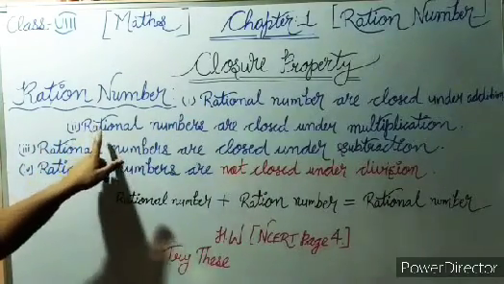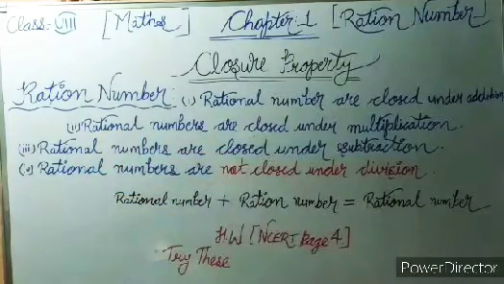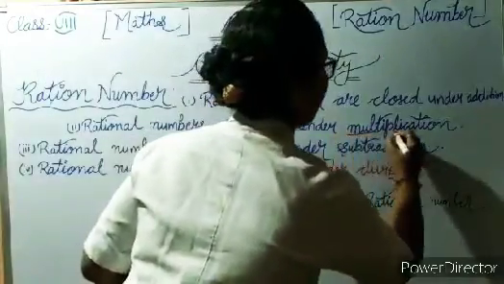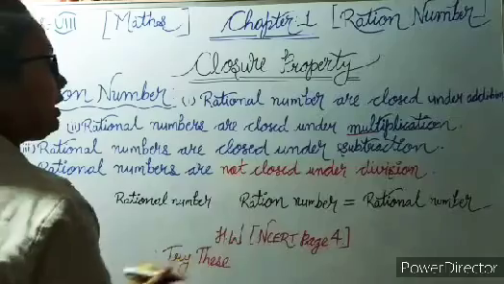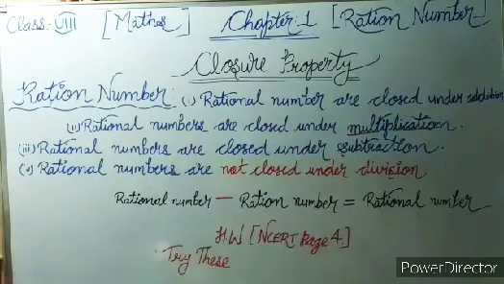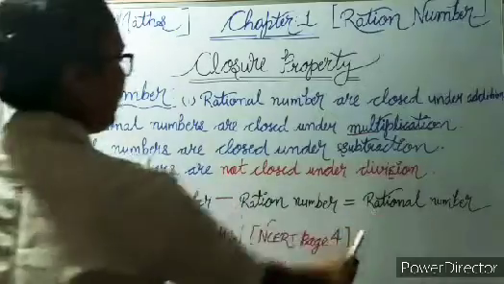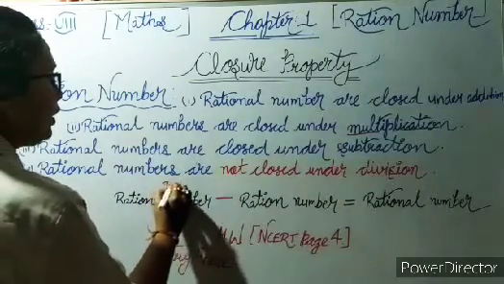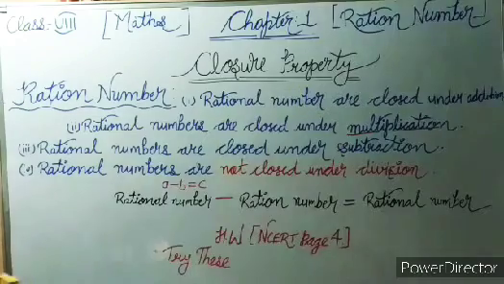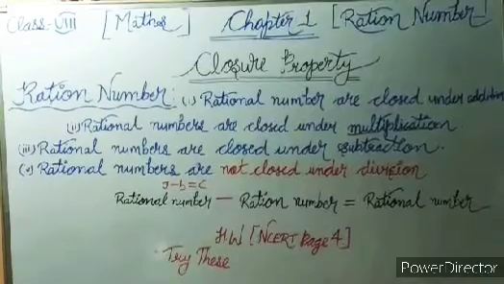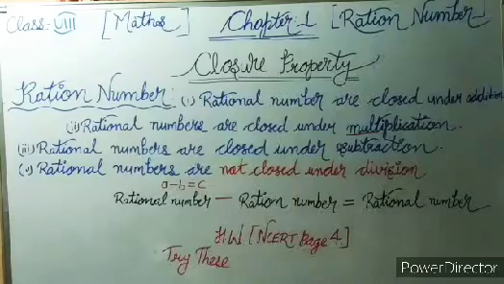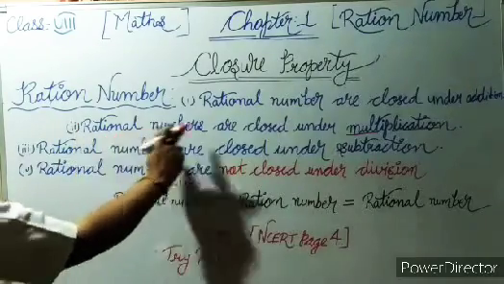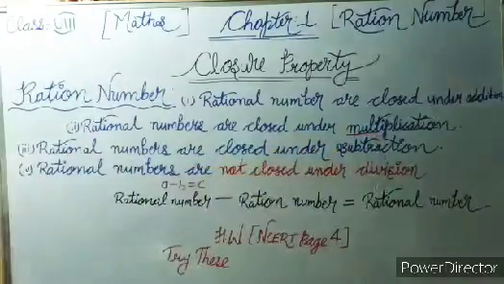For the second, you see, rational numbers are closed under subtraction. What is the meaning of this? If we remove the plus and we subtract both rational numbers, we will get a rational number. In mathematics, we write a minus b is equal to c. Here a, b, c are rational numbers. That is why we say rational numbers are closed under subtraction.